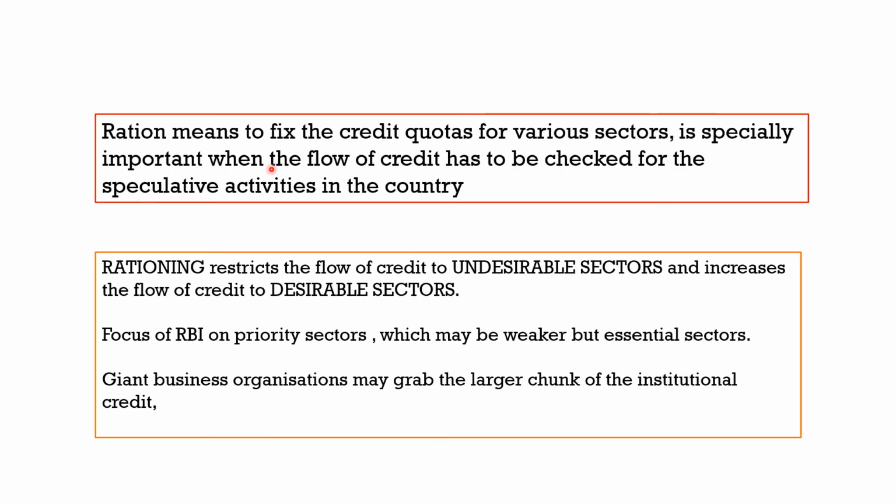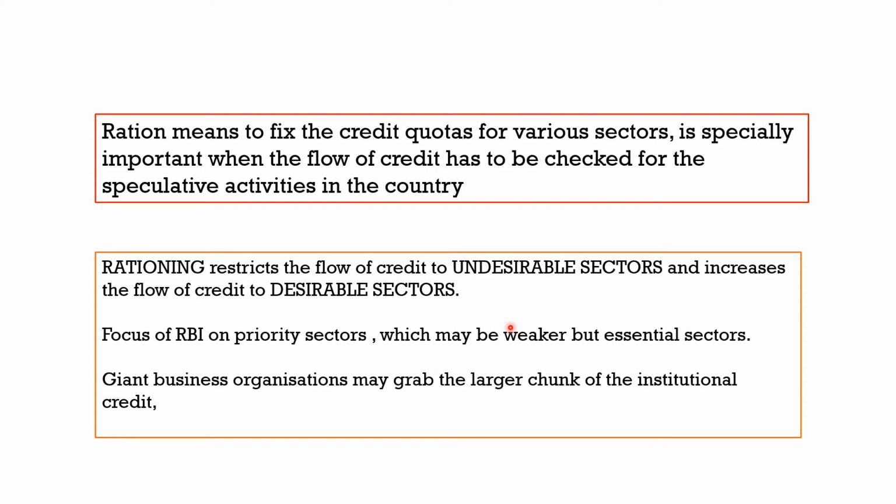Now, ration means to fix the credit quotas for various sectors, right? Pharma industry, tourism industry, they will be getting their credit quotas, that this is a quota for you. Beyond that, not possible. It is especially important when the flow of credit has to be checked for the speculative activities in the country. So the speculative non-priority areas will be given different quotas, and the priority sectors will be given different quotas. Favorable sectors will be given different quotas, right? Rationing restricts the flow of credit to undesirable sectors and increases the flow of credit to desirable sectors.